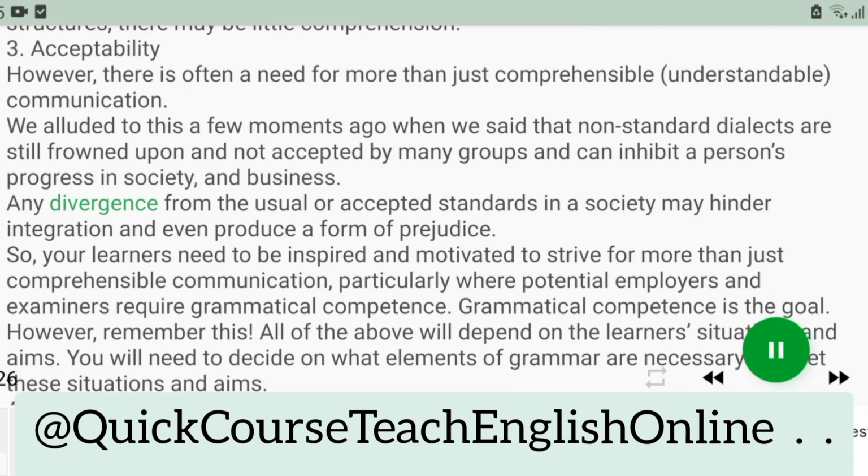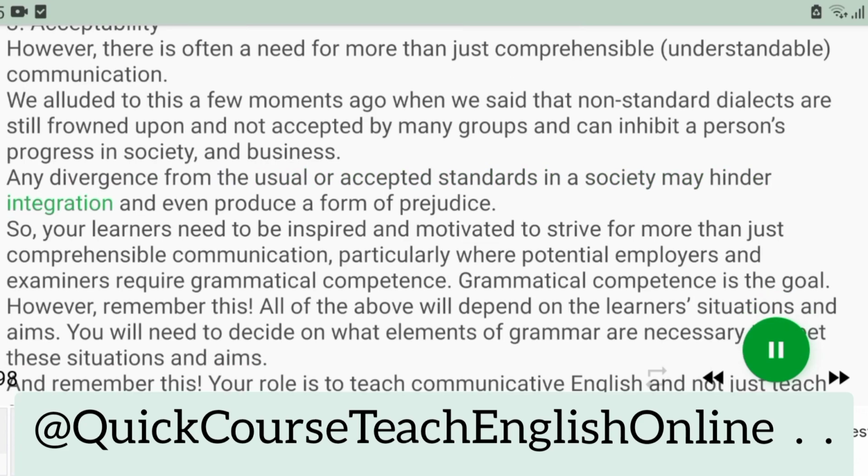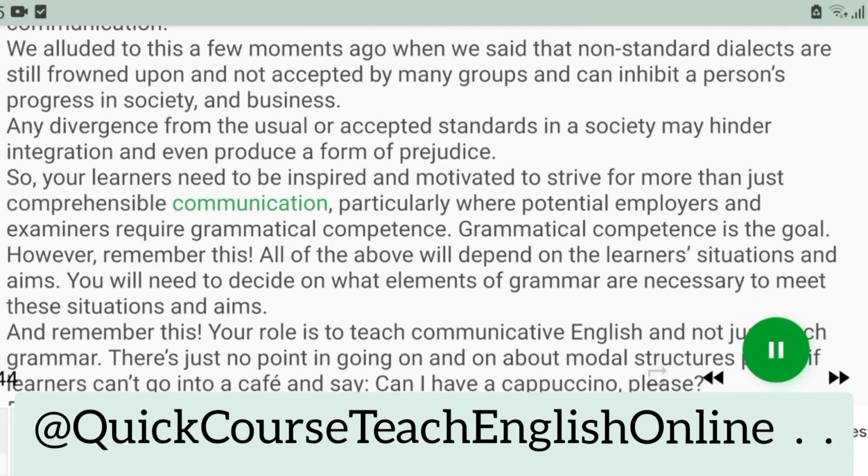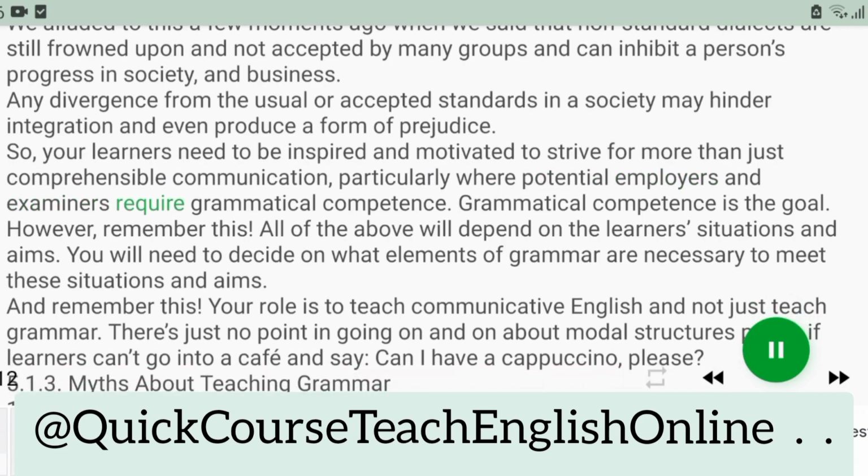Any divergence from the usual or accepted standards in a society may hinder integration and even produce a form of prejudice. So, your learners need to be inspired and motivated to strive for more than just comprehensible communication, particularly where potential employers and examiners require grammatical competence. Grammatical competence is the goal.